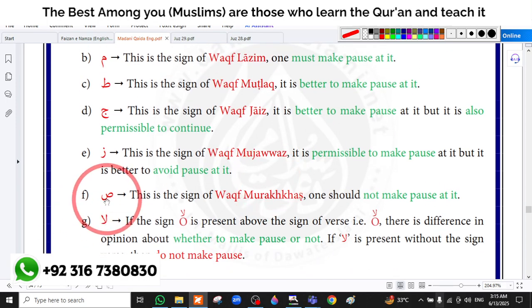And the last two, sod and lam alif. So for sod, this is waqf murakhas and we will not pause at it. And the last one is the lam alif. Sometimes you will see it like that in the Quran.